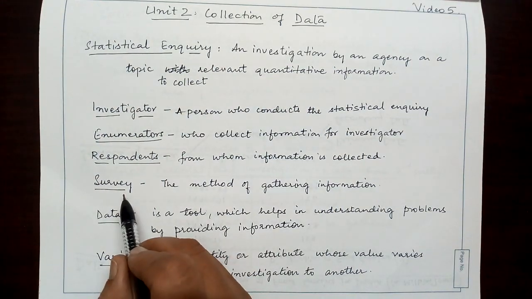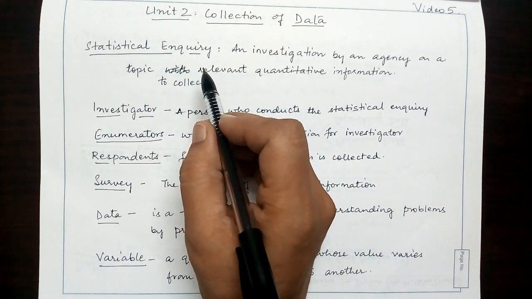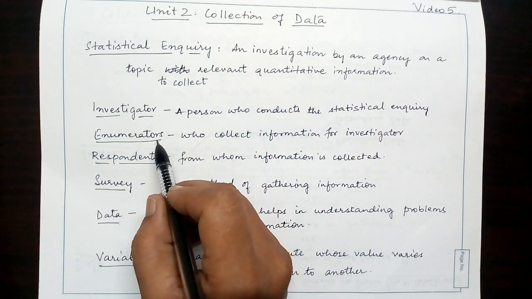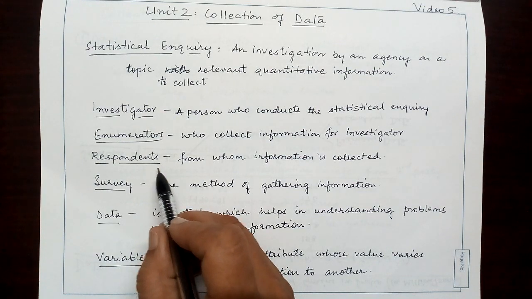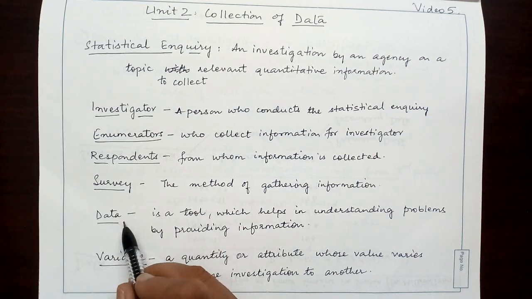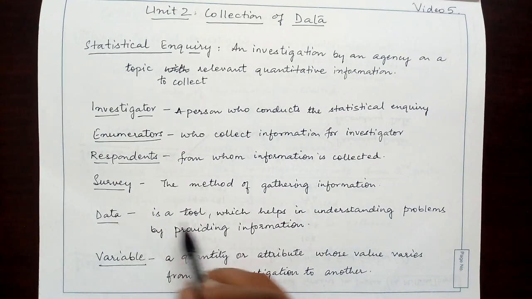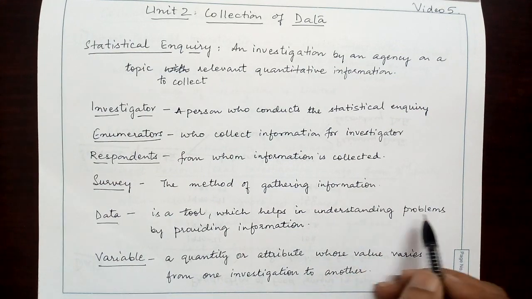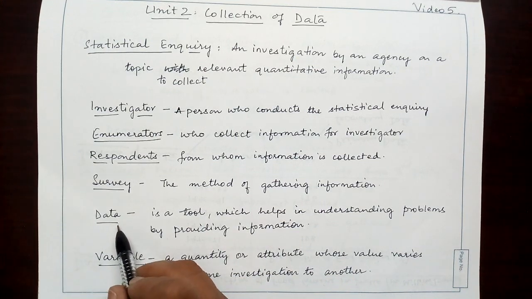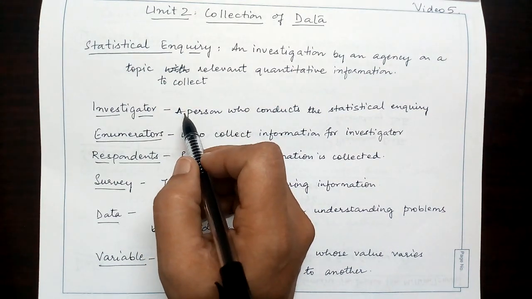Then comes the survey, the method of gathering information. A statistical enquiry helps the investigator to conduct the enquiry with the help of the enumerators who reach out to the respondents, and the whole procedure is called the survey. In a survey, data is collected by the enumerators. Now, what is data? Data is a tool which helps in understanding problems by providing information. The information that is directly collected from the respondents by the enumerators for the investigator is called data.